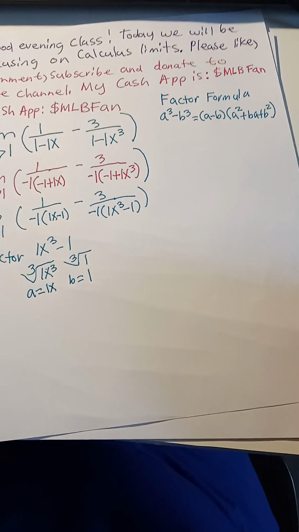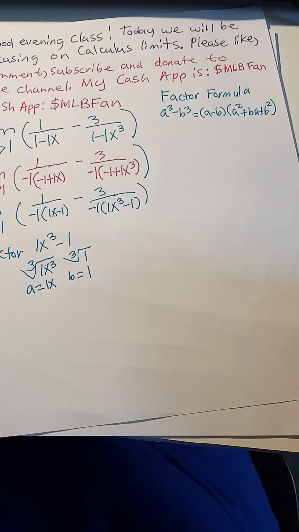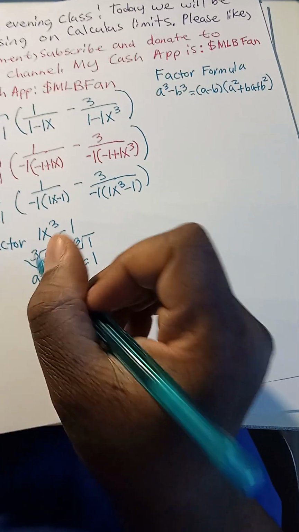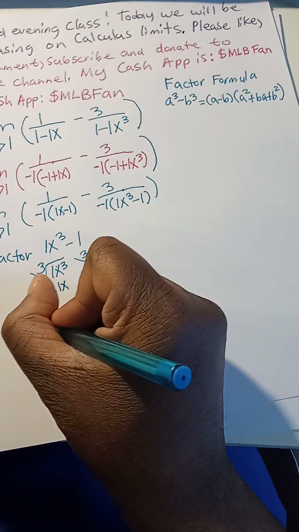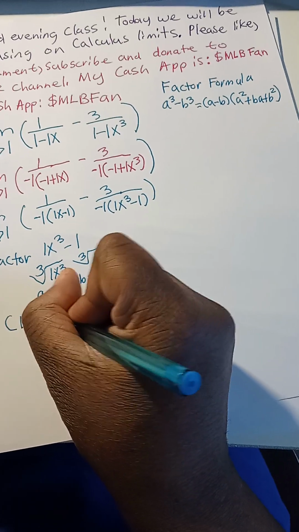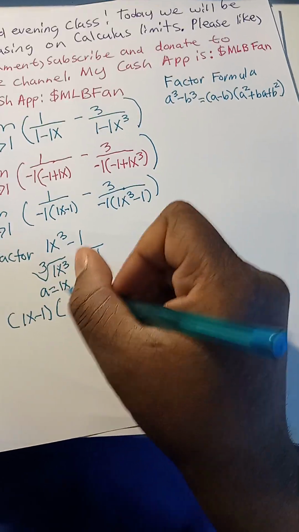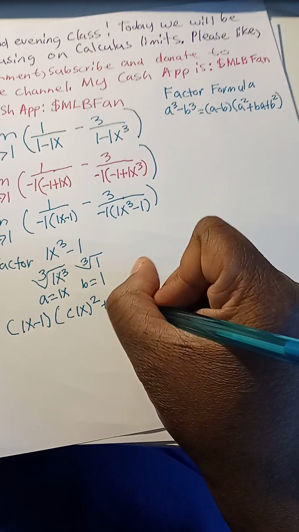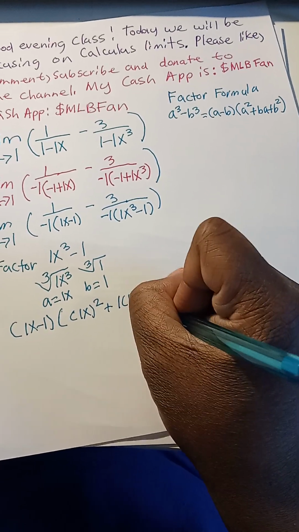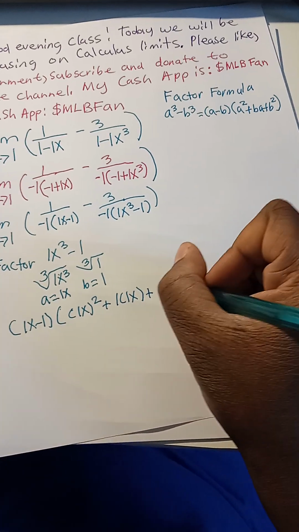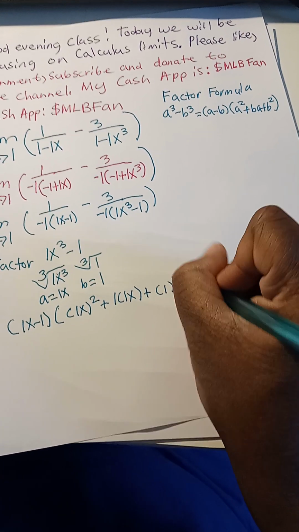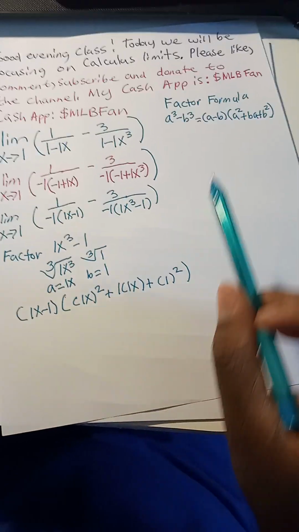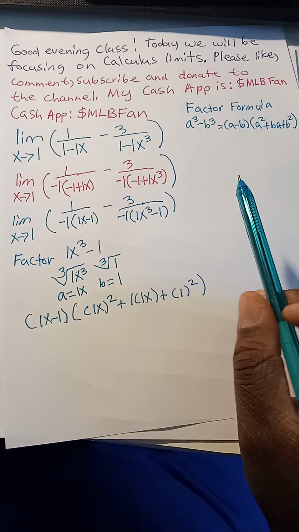So a cubed minus b cubed is equal to a minus b times a squared plus ba plus b squared. So we fill this in as 1x minus 1 times 1x squared plus 1 times 1x plus 1 squared. Once again, your a is 1x and your b is 1, and then you just plug in the a and b's for the factoring formulas.